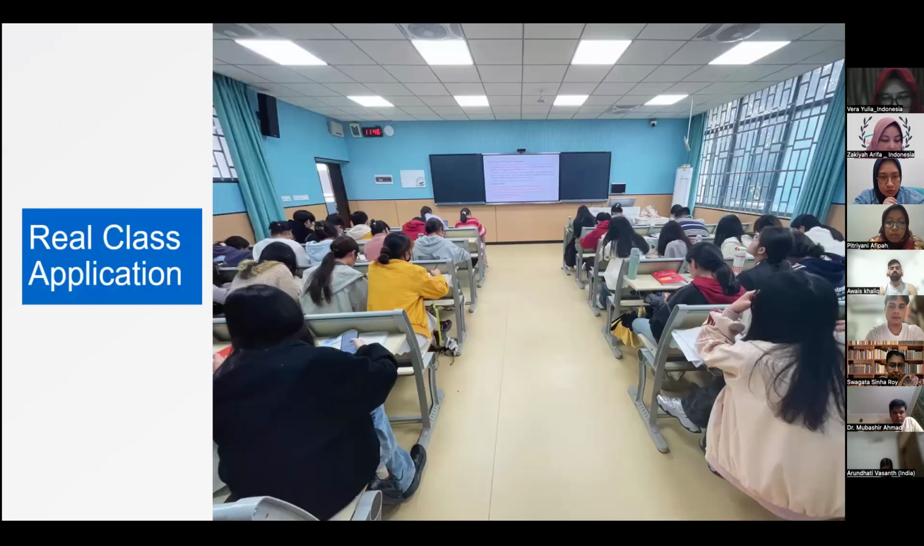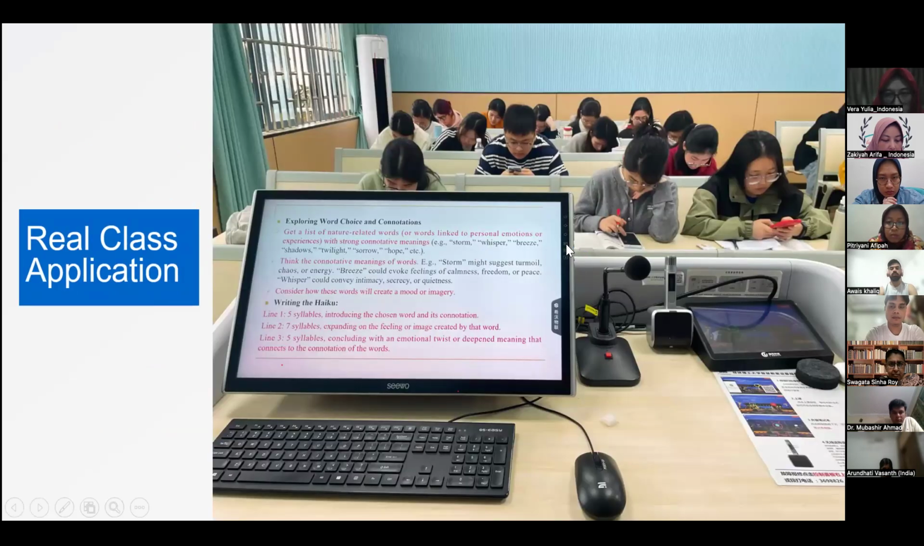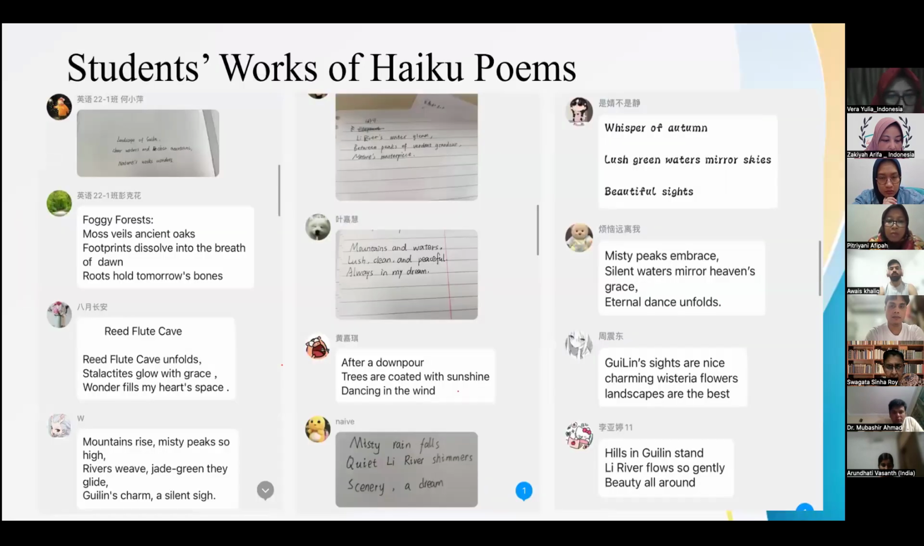So let's see how they do it. This is a real class application. I showed them the instructions, and the difficulty, I think, is the vocabulary they are going to select or pick, so you have to check the dictionaries. After 20 minutes, they shared what they have written in our QQ group, because we use QQ in China. And the poems are also based on Guilin, our city's scenery. You see what they have written.